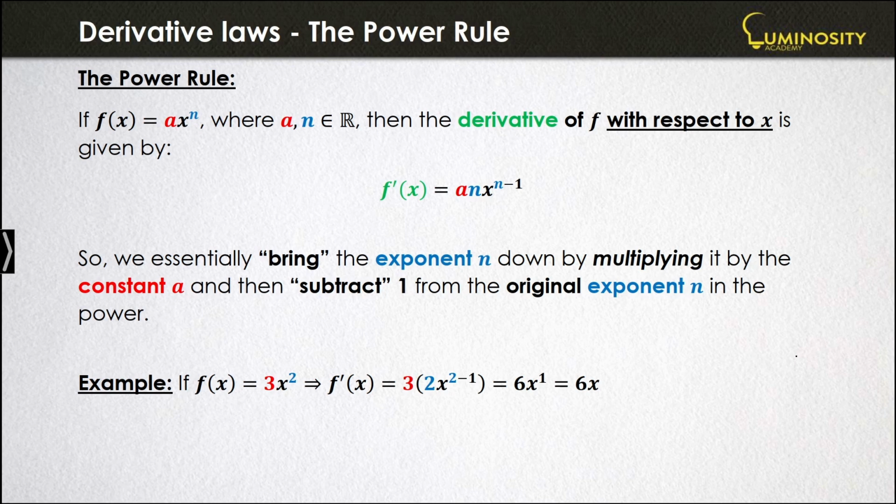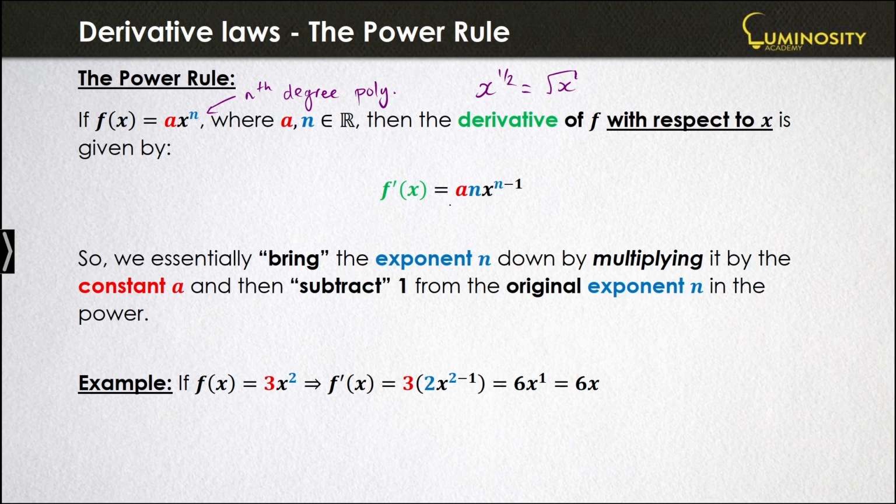So it says if f of x equals a times x to the power n, so this is an nth degree polynomial, where a and n are real numbers. It doesn't even have to be just a polynomial, it can actually be surds as well, because if n is a half, for example, x to the power half, that's a surd. So this even applies to surds as well, not just polynomials, so that's amazing. Basically where x is the base and n, your exponent, is any real number, then the derivative of f with respect to x is given by the following formula.